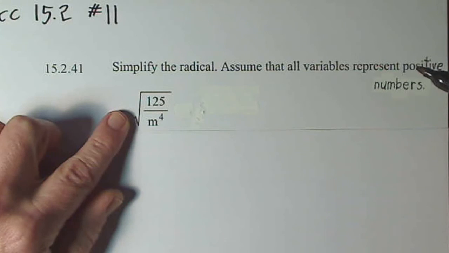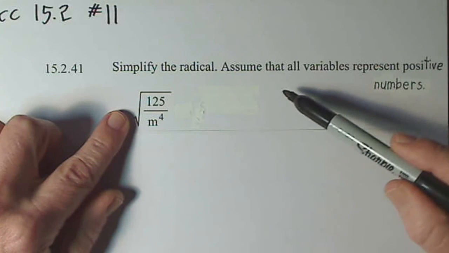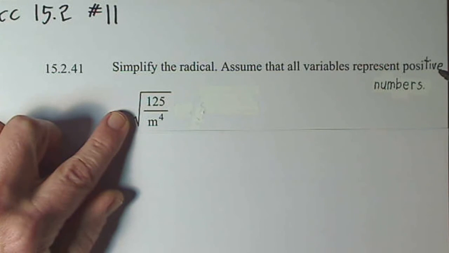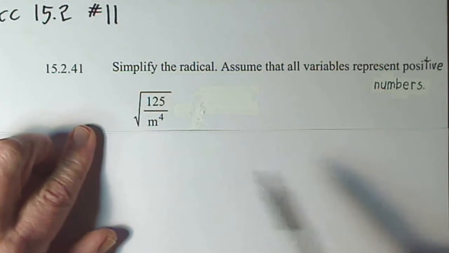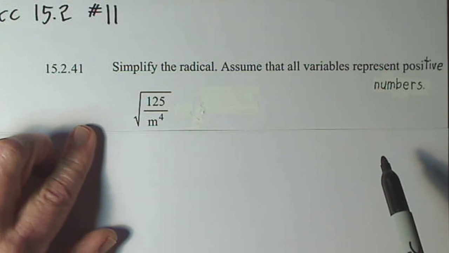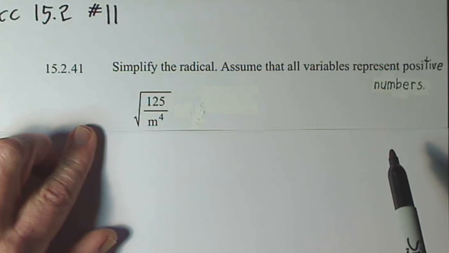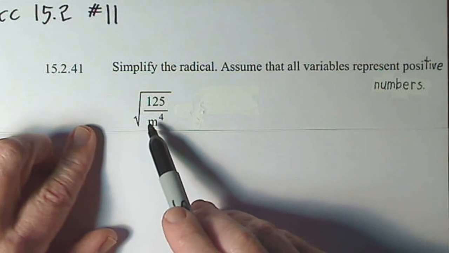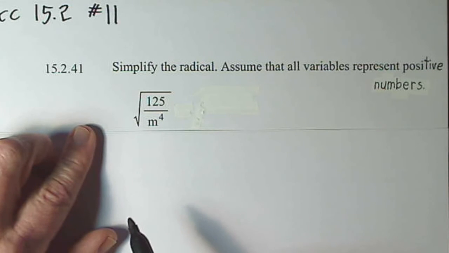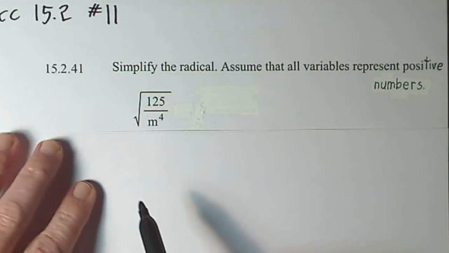But the other thing that this statement takes care of, assume that all variables represent positive numbers, is the possibility of 0 in the denominator. Okay, 0 is not considered to be positive or negative. So if a number is positive, it is greater than 0, and that prevents the possibility of 0 ending up in the denominator, which would be undefined.